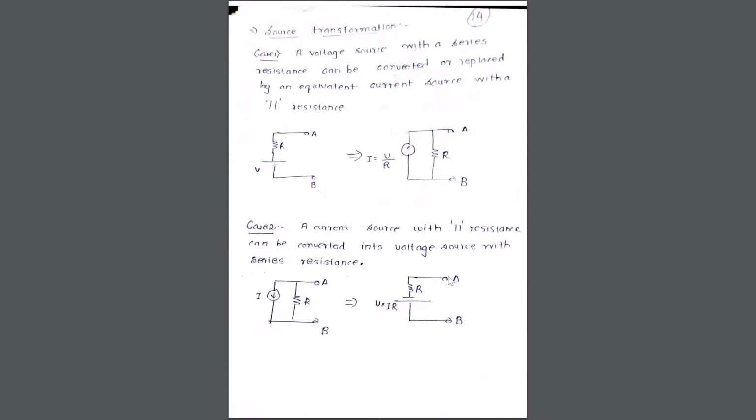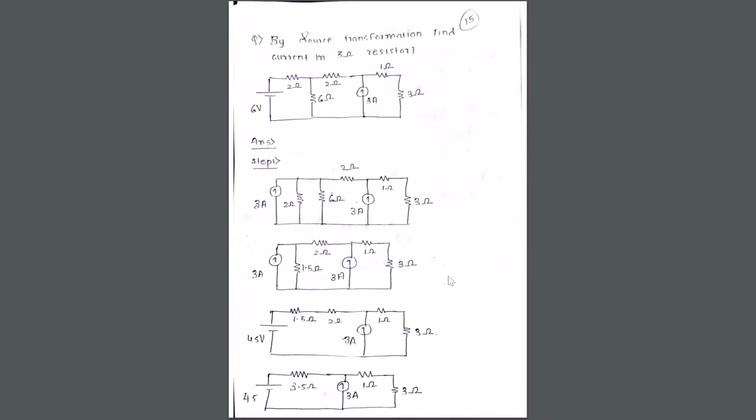These are the two basic rules of source transformation. If you understand this, we can definitely solve the numerical which is given over here. What does the numerical say? By source transformation, find the current in the 3 ohm resistor, this resistor. I hope it's very clear.